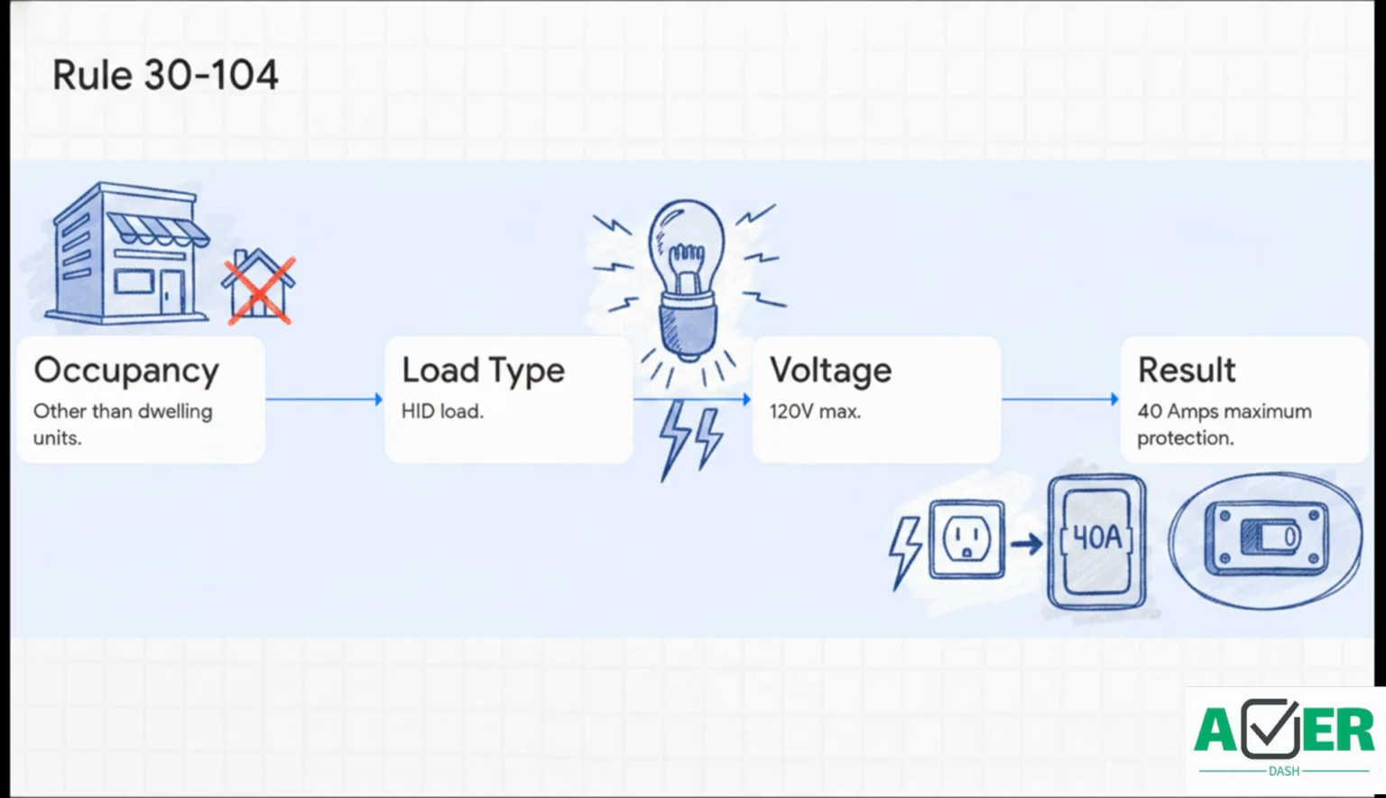Let's walk through the logic. Step 1. We're in a commercial setting, right? The code calls this other than dwelling units, which drops us right into subrule B. Step 2. We are dealing with a high-intensity discharge, or HID load. Step 3, our input voltage does not exceed 120 volts nominal. When you follow those three specific conditions down to Rule 30-104 B, 3 II B, the code explicitly spells out that the maximum overcurrent protection permitted for this specific branch circuit is 40 amps.